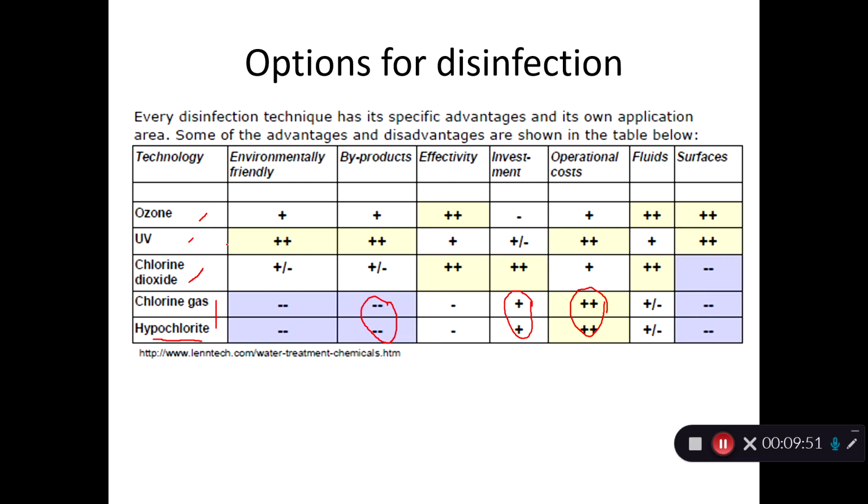And you need that residual as the water flows through the pipes, or else, even though you chlorinated your drinking water to begin with, by the time it reaches people's homes, it could be deadly again.